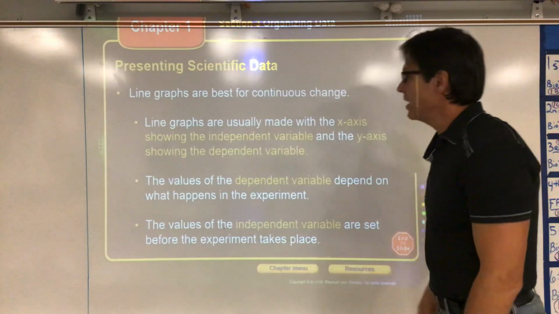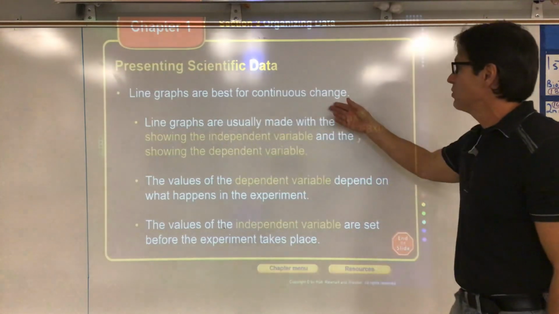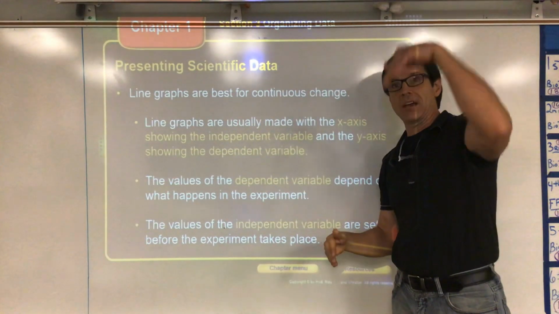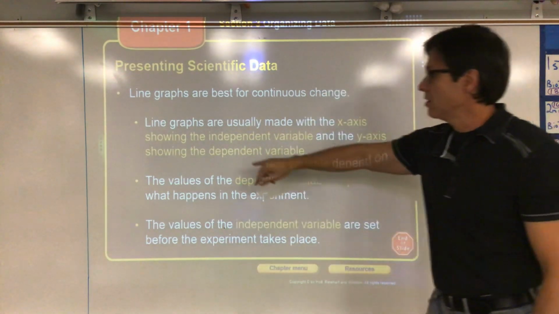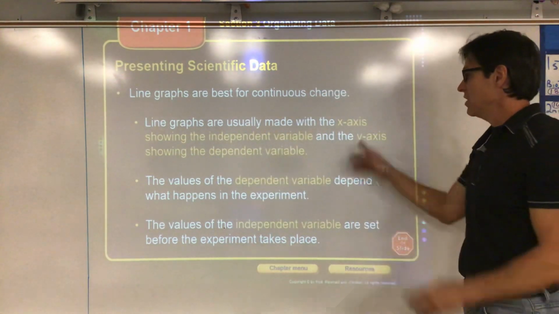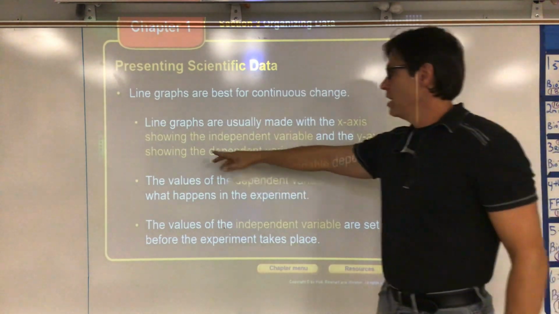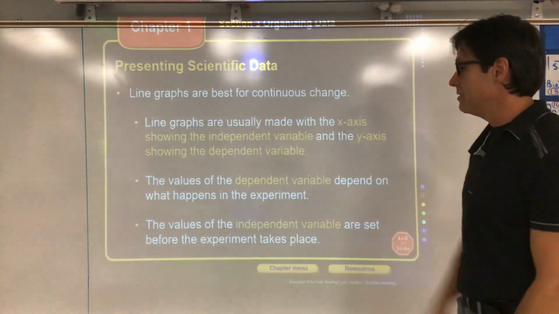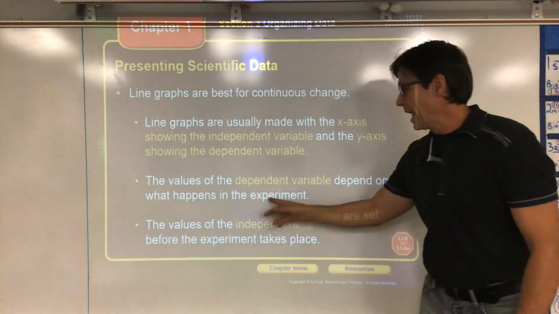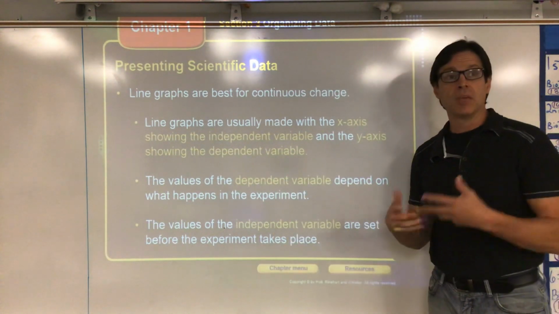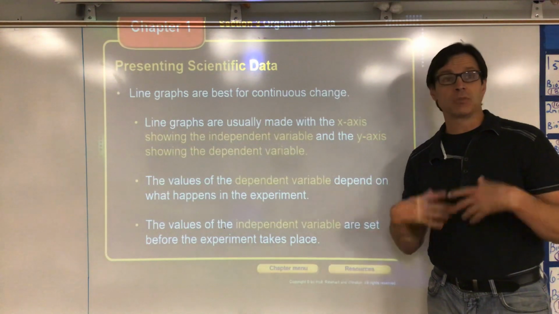Okay? So just simple value. Basically, line graphs are best for showing continuous change. That's, you know, that graph that's going up and down, kind of like a wave or something like that. Right? So line graphs are usually made with the x and y axis, and I'll show you an example. They show the independent and the dependent variables. Remember that the dependent variable depends on what happens in the experiment. So that's what you're observing. Right? That's what you're recording.